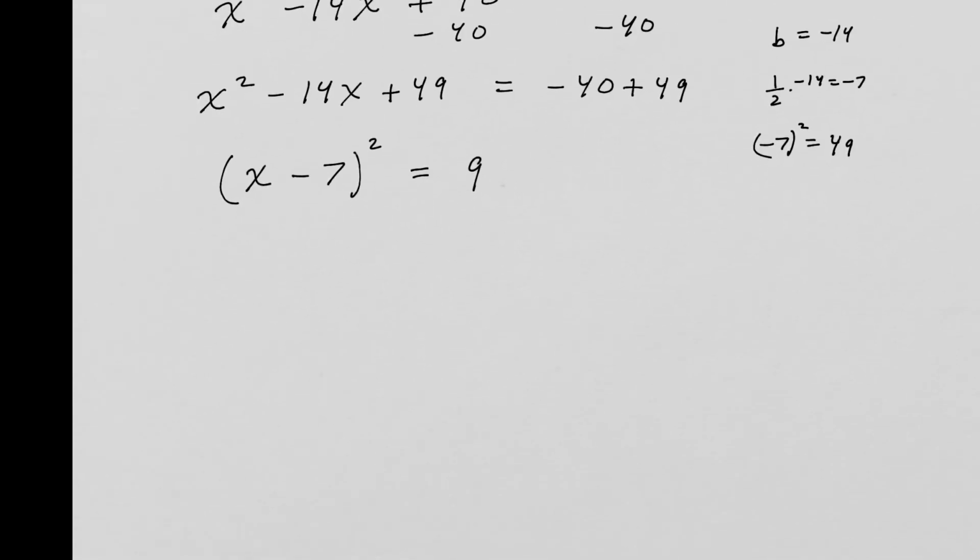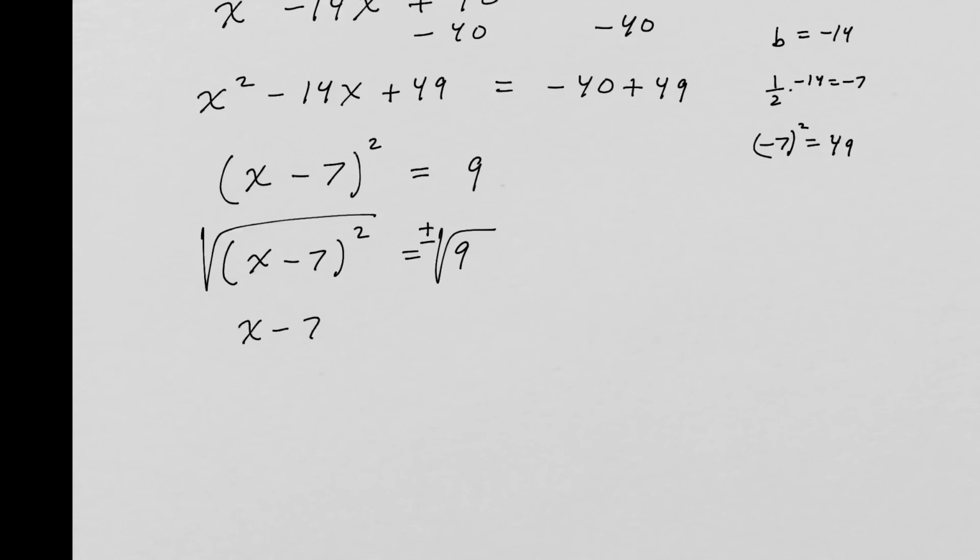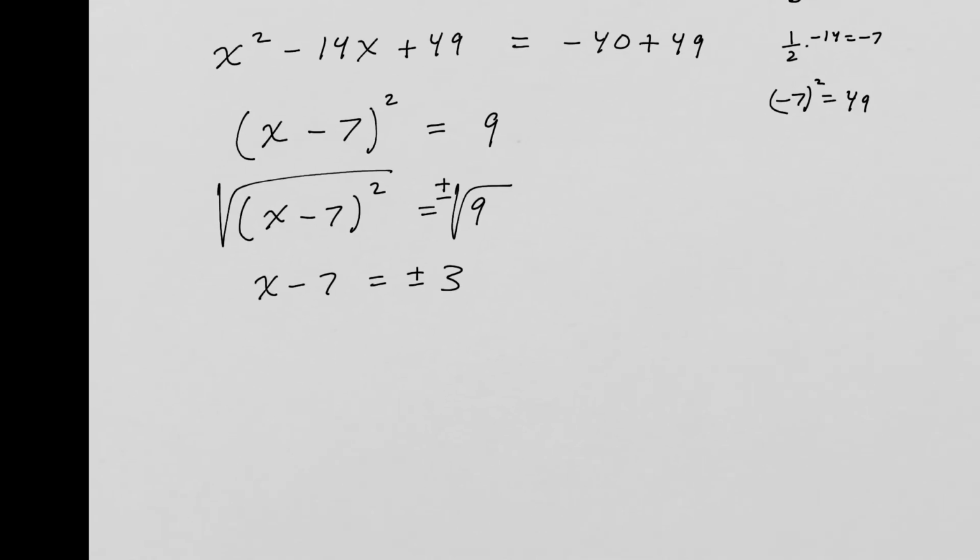So now to solve this, I'm going to take the square root of both sides. Remember, it's plus or minus. So that gives me x minus 7 is equal to plus or minus. Well, square root of 9, that's easy, that's 3. And then finally, I can add 7.